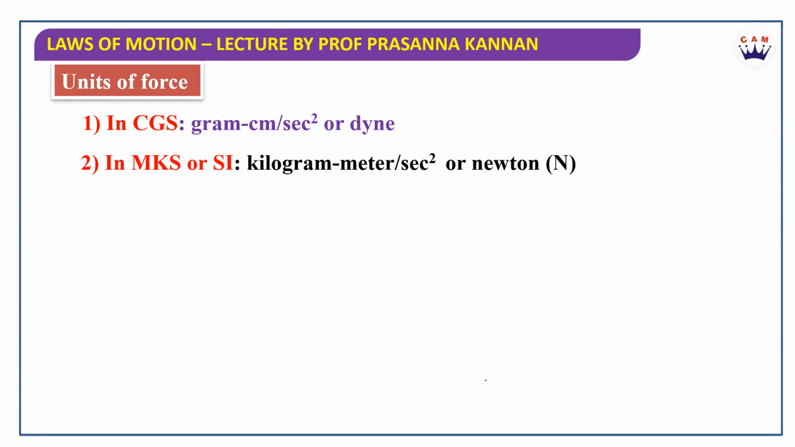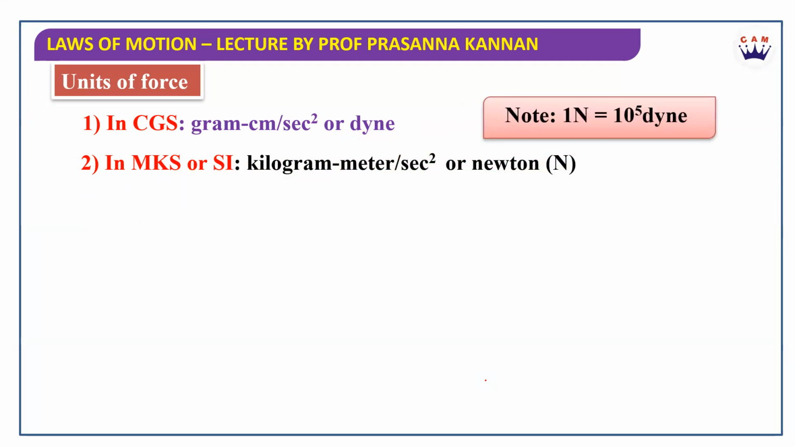What is force? Momentum by time. Momentum, what is the unit? Kilogram meter per second, divided by second. So what is it? Kilogram meter per second square, or MLT power minus 2. We'll see that. This is important. 1 Newton is equal to 10 to the power 5 dyne.